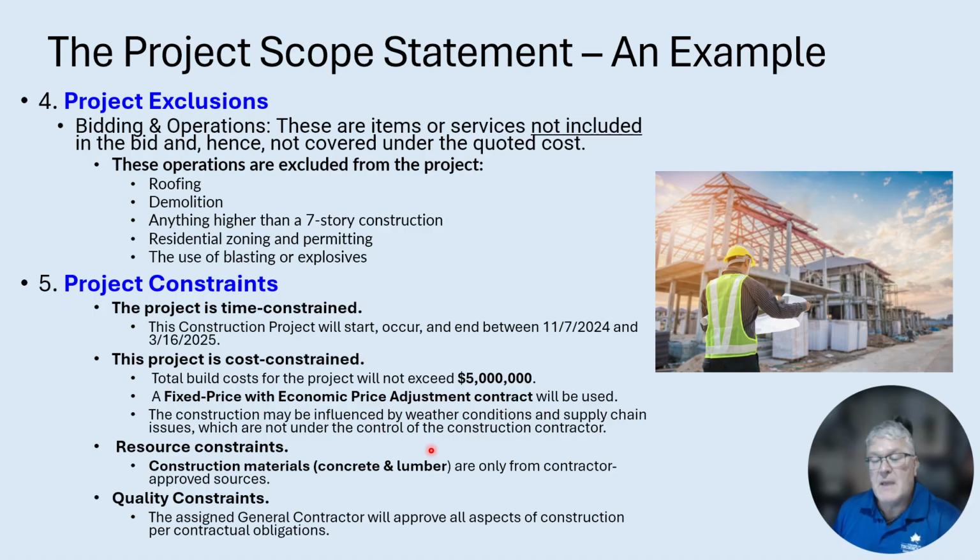The construction may be influenced by weather conditions and supply chain issues, which are not under the control of the construction contractor. Resource constraints, construction materials, including concrete and lumber. Quality constraints. The assigned general contractor will approve all aspects of construction per the contractual agreement.